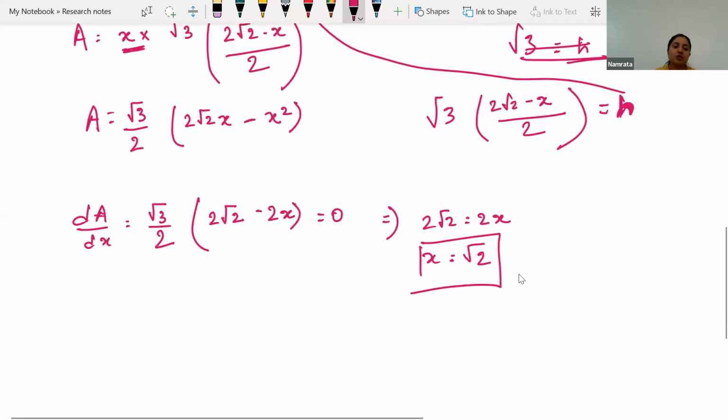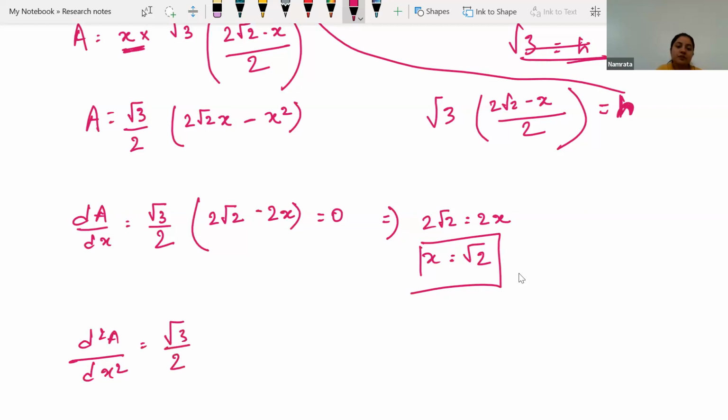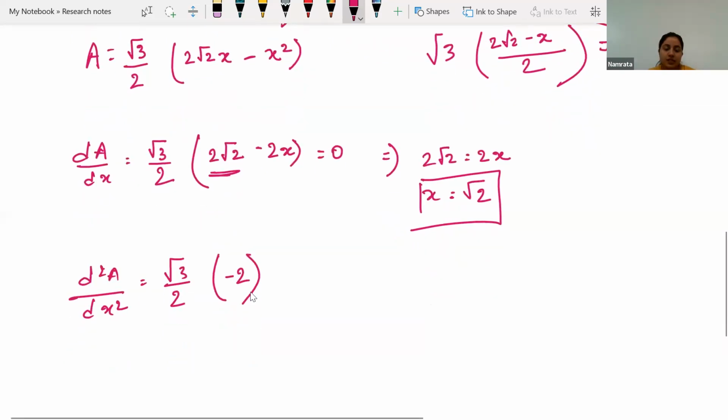Now what we do, we can go ahead and apply the second derivative test. Okay, so let's apply second derivative test, that is d2A dx2. If we will find, it will be root 3 by 2, and this is 0, this will be only minus 2. Okay, x, nothing will be there. So we can see the second derivative is already smaller than 0, and when it is smaller than 0, it gives us a point of maxima or minima.